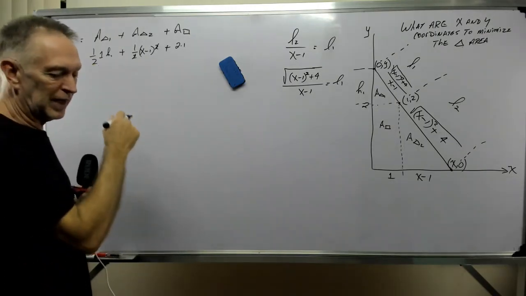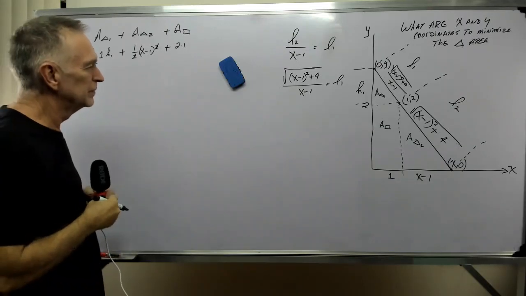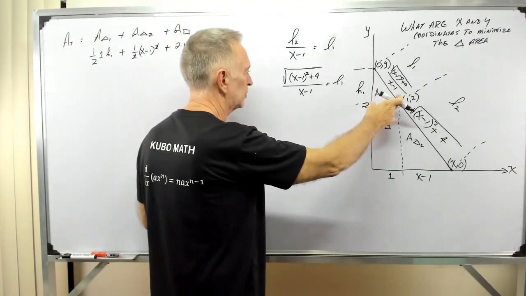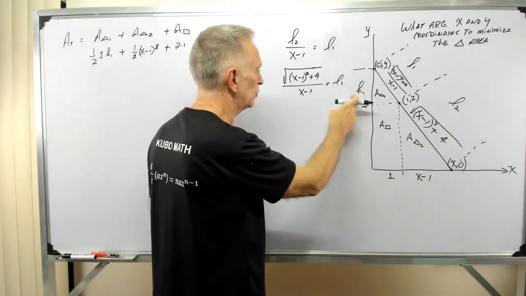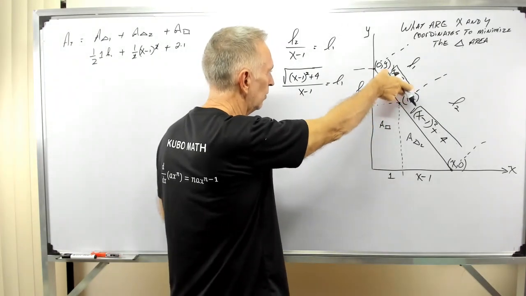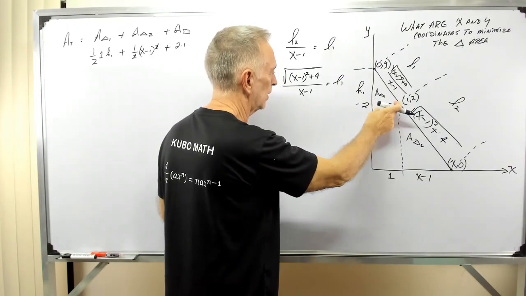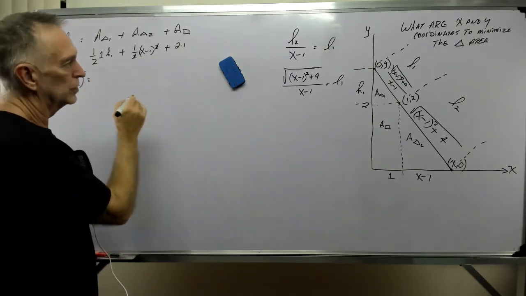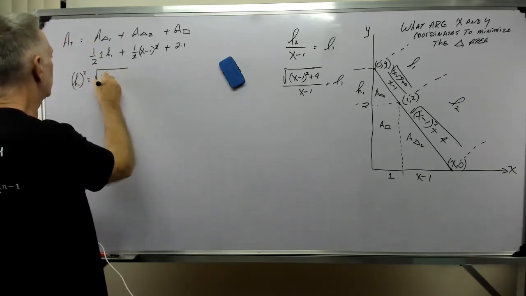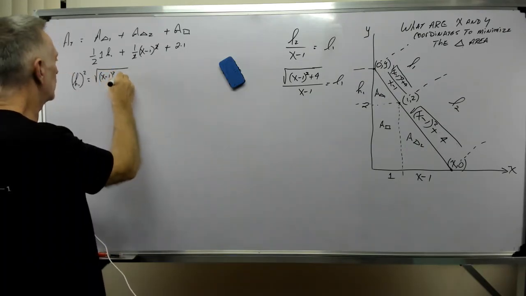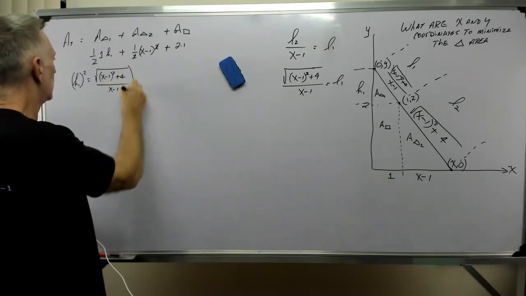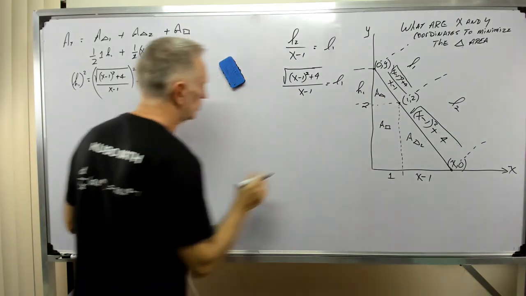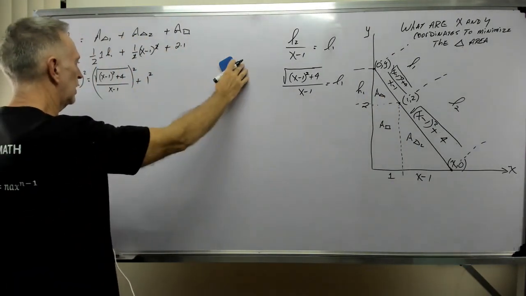All right, so now we're still back to this, trying to figure out h1. What is it? Well, we know a squared plus b squared equals c squared on that triangle. So h1 squared, or excuse me, the L1 squared minus this side squared equals that side squared. So h1 squared equals L1 squared, which is the square root of x minus 1 squared plus 4 over x minus 1, all of that squared, plus this side squared, which is 1 squared, which is just 1.